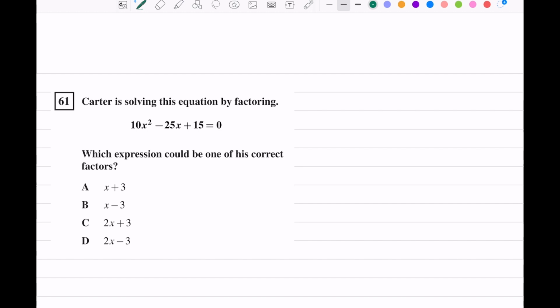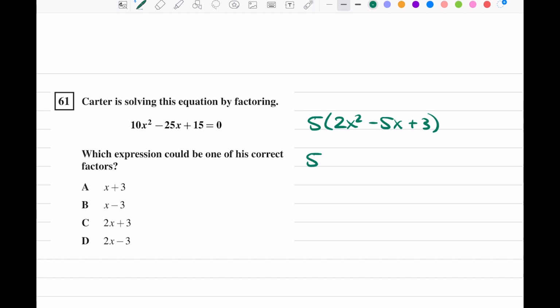Carter is solving this equation by factoring 10x squared minus 25x plus 15 equals 0. Which expression could be one of his correct factors? Okay, another polynomial to factor. We can start by factoring out a 5. So we'll have 5 times 2x squared minus 5x plus 3.